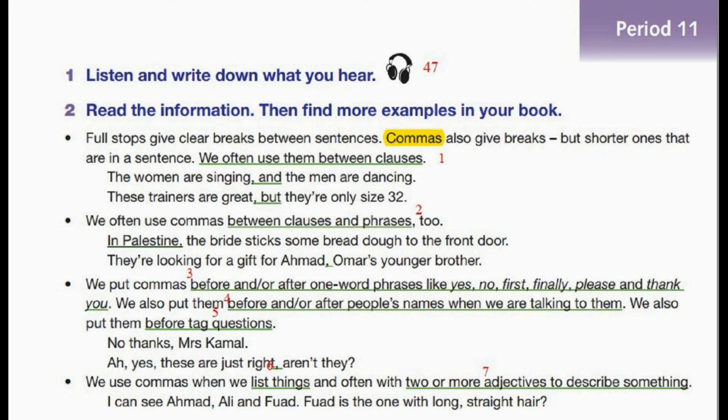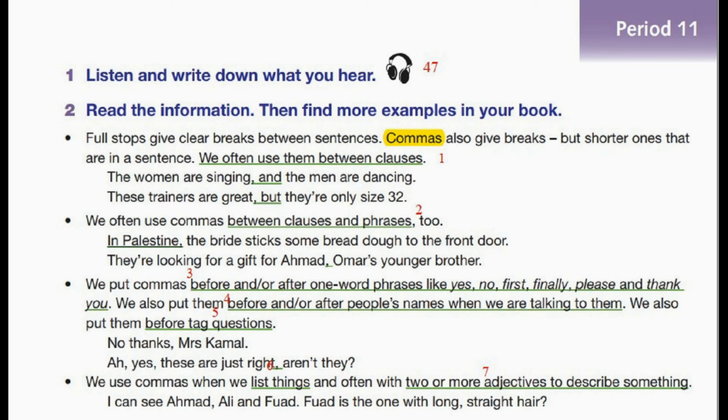Read the information. Then find more examples in your book. Full stops give clear breaks between sentences. Commas also give breaks, but shorter ones that are in a sentence. We often use them between clauses. The women are singing, and the men are dancing. These trainers are great, but they're only size 32. We often use commas between clauses and phrases, too.